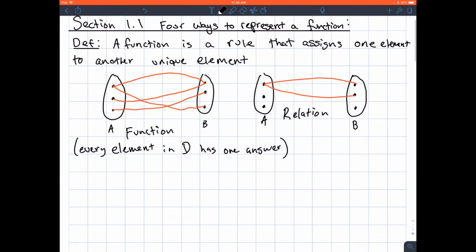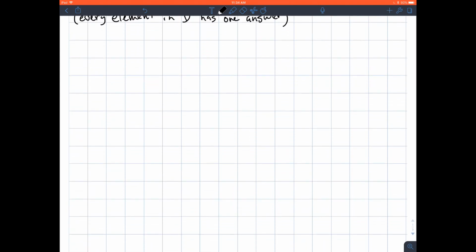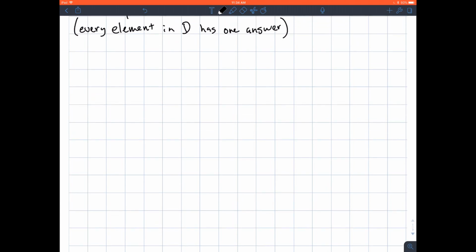So moving on from that, the 4 ways to tell a function. I know the book gives it, something that you can't really understand: verbally, numerically, visually, algebraically. Basically, in layman's terms, these are the 4 ways to tell a function. Form number 1 is verbally.